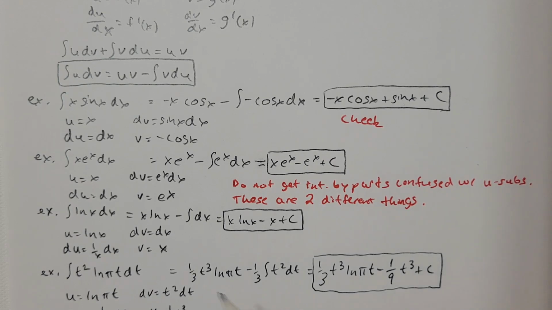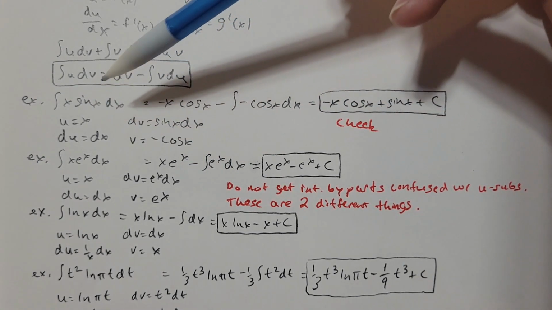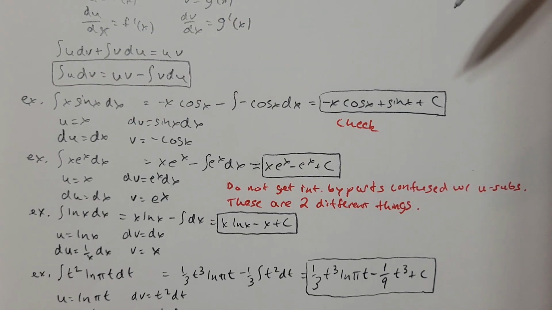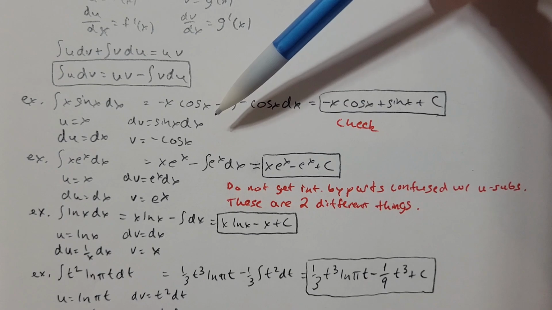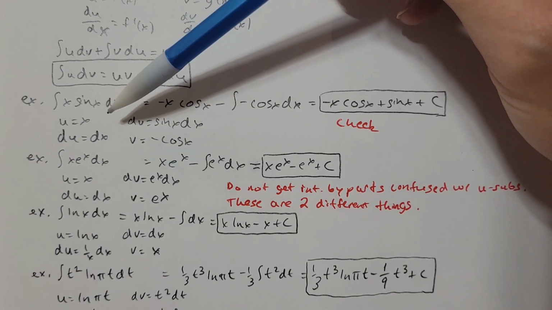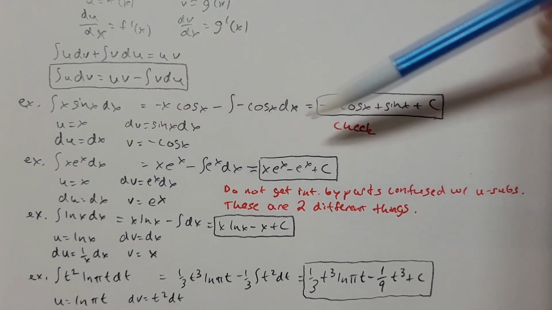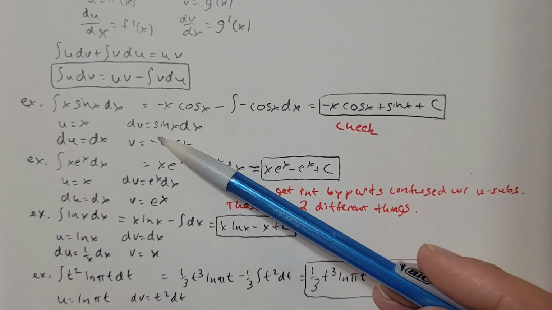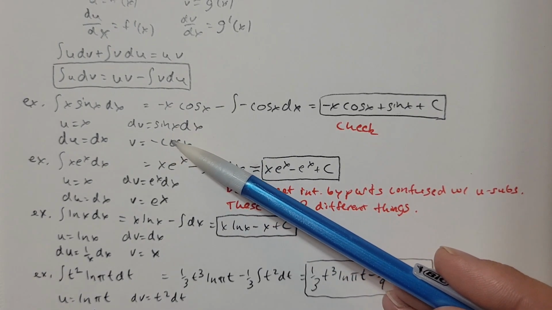So now, what if I were to switch these? What if I were to let u be sine x and dv be x dx? Well, if u is sine x, then du is cosine of x dx, right? And dv is x dx. V would be 1/2 x squared.